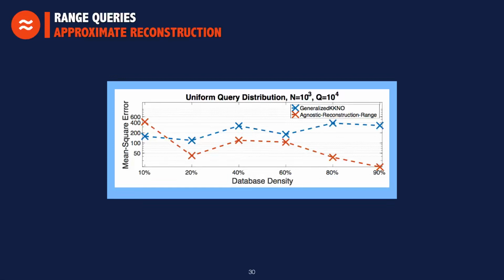values. As you can see, our technique outperforms the state-of-the-art, which is remarkable because our attack does not know anything about the query distribution, while the generalized KKNO attack knows that the query distribution is uniform. Therefore, even though our attack is at a disadvantage, it still performs better because it utilizes the search pattern leakage.